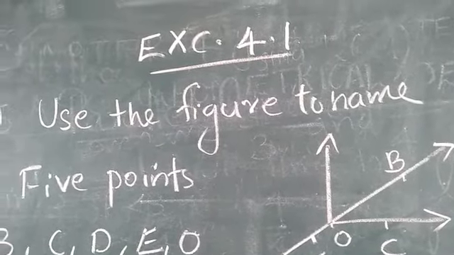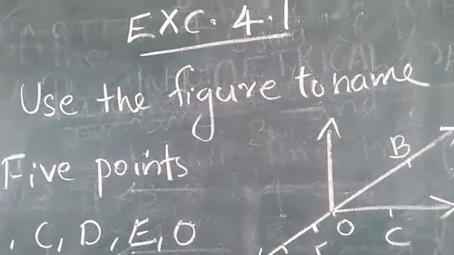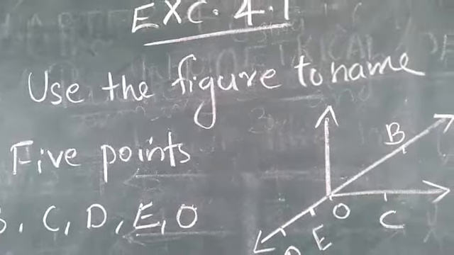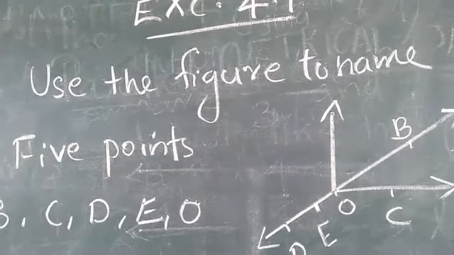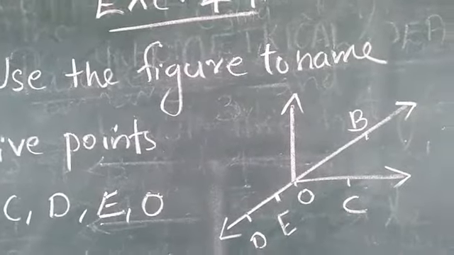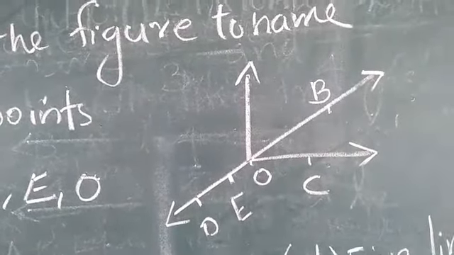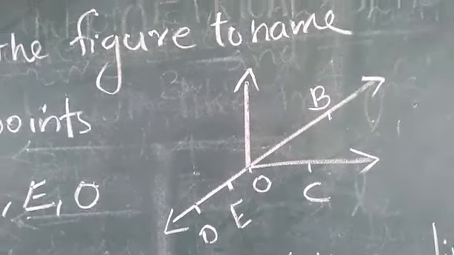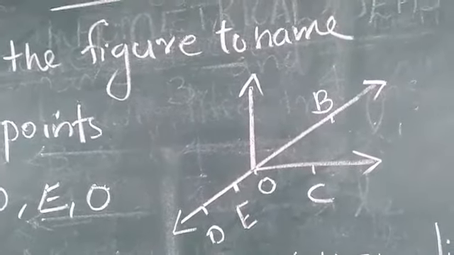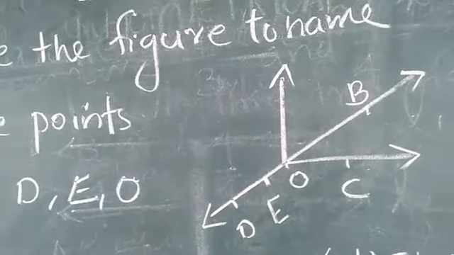Today we plan to discuss exercise 4.1. The first question, there is a figure. We have to use the figure to name the given questions. You can observe the figure here. You understood? What are they? Points, lines, line segments. Many things are there, from which you can do the first question.